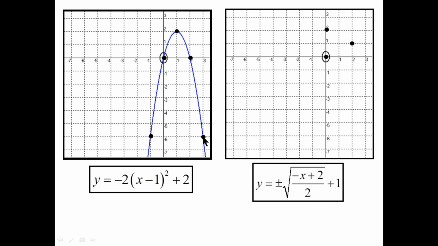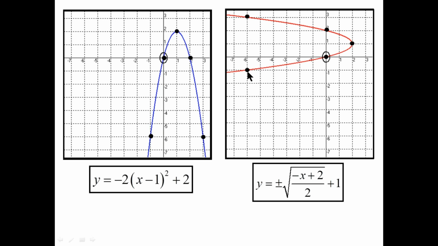Here's the point 3, -6. Turn it around, -6, 3, and put a point there. And finally, this is the point -1, -6. Turn it around, -6, -1, and put a point there. Join them together into a smooth curve, and you've graphed the inverse of the parabola. Notice how the inverse of a parabola that opens down is a parabola that opens to the left.